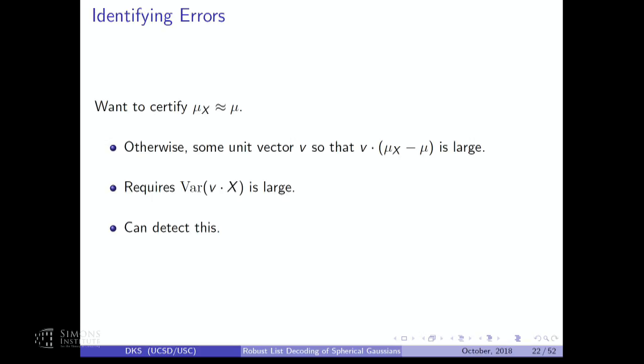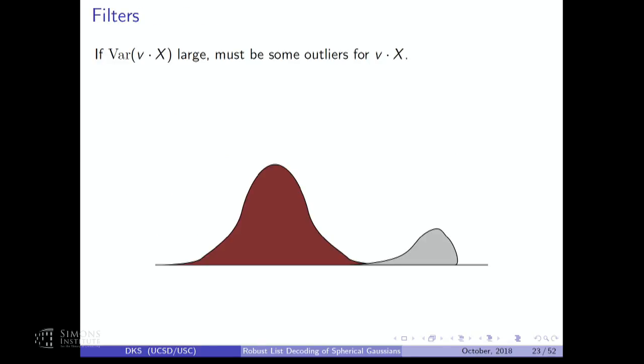We can compute the covariance matrix and see, are there any directions in which the variance is larger than it should be? Now, what do we do when we find these directions of large variance? We know that they might be causing problems, but we need to actually do something about it. But if v dot x is large, what that has to mean, because the Gaussian is so well concentrated, is that the only way you can add a small number of errors to increase the variance by a lot is by making them pretty extreme outliers.